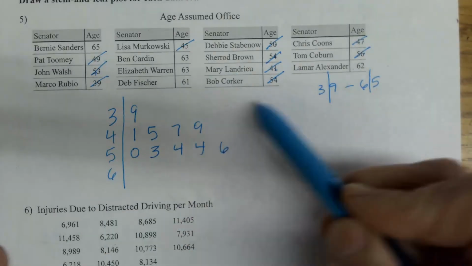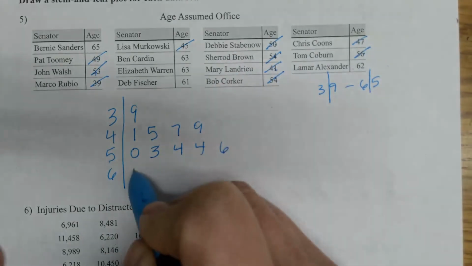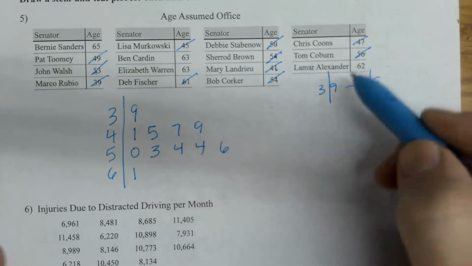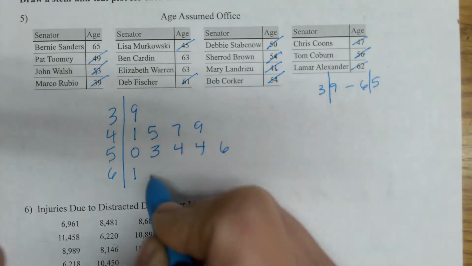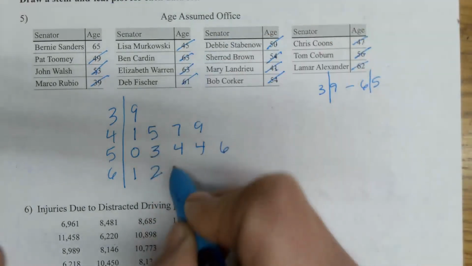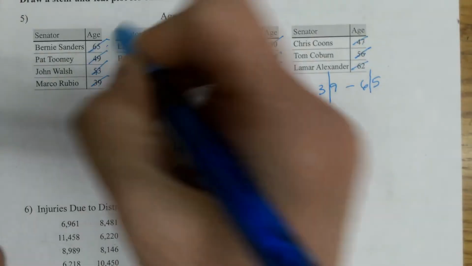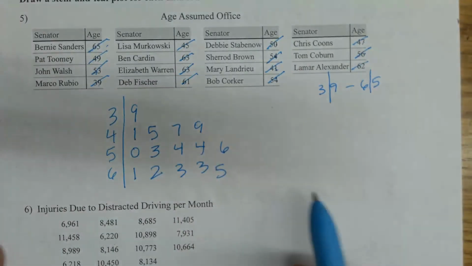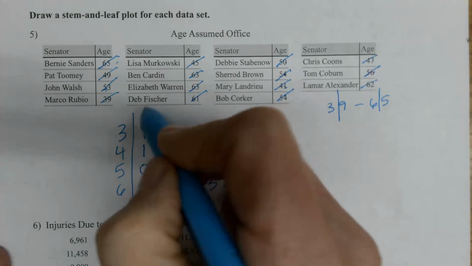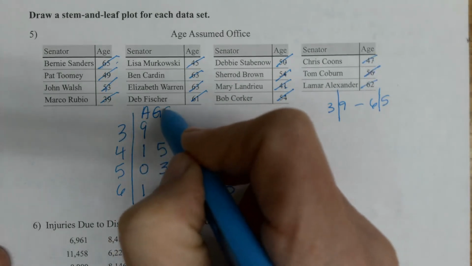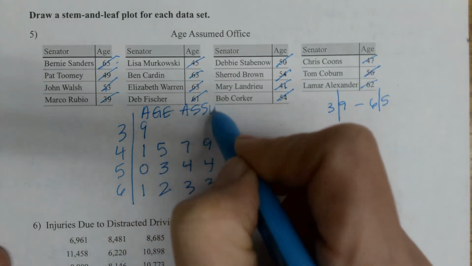And then lastly, I'll finish with my 60s. So 61, 62, two 63s, and then a 65. And so when I'm done with this, I want to title it Age, Assumed Office.